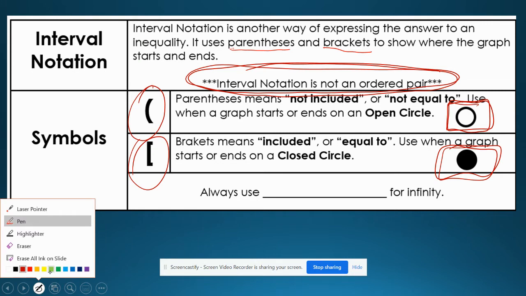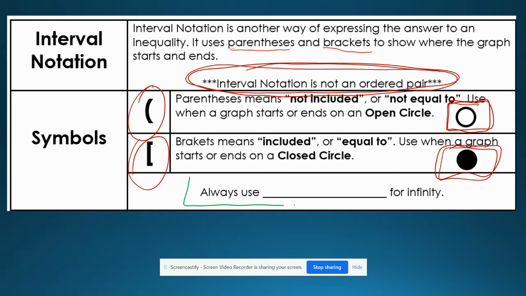One key thing that I would make sure that I highlight here is that we always use parentheses for infinity. And the reason for that is we don't know what infinity is. We don't have a value for that. So if I don't know what it is, I don't know for sure if it's included or not. And so that's why we leave it as a parenthesis.